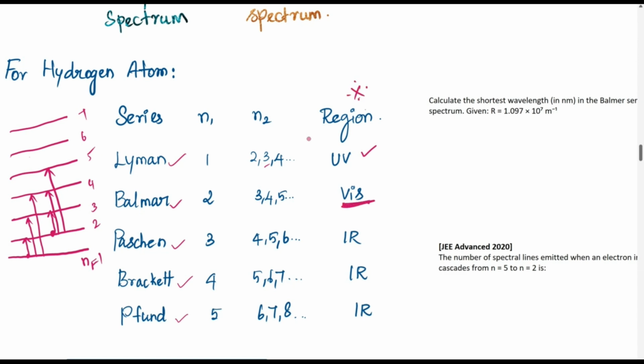These regions are also important while solving the problems. These n1 and n2 are also important. Paschen: it starts from 3, goes on to 4, 5 and 6, 7, 8 and so on. Brackett starts from the fourth state, fourth energy level, goes to 5, 6, 7, which can be observed in the IR region. Pfund, fifth state to 6, 7, 8, 9, 10. And those are also observed in the IR region. As I told you, these regions, these numbers are also important, right?